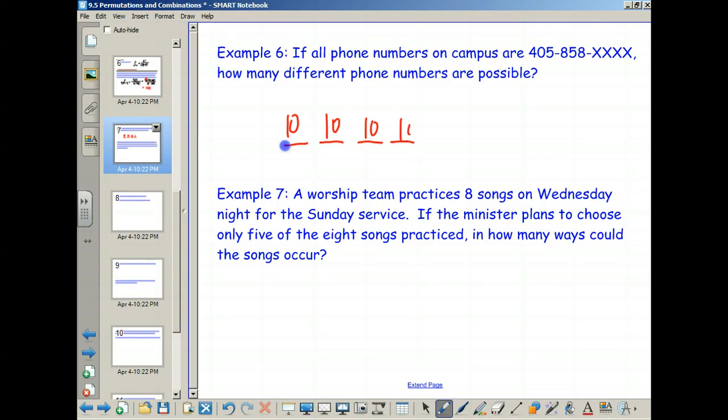And they're all 10s. The fundamental principle of counting, the one where we had the Pizza Planet example, said that I find how many different ways I can select each number, and then I just multiply them all together. So it is 10 times 10 times 10 times 10. It is 10,000. So there are 10,000 different phone numbers that could start out 405-858.